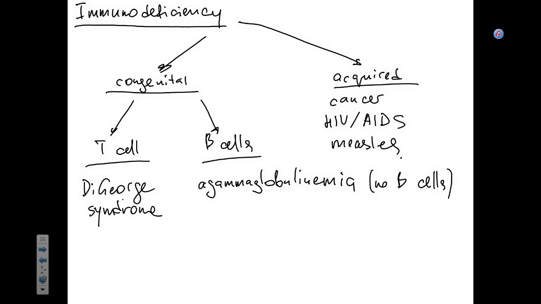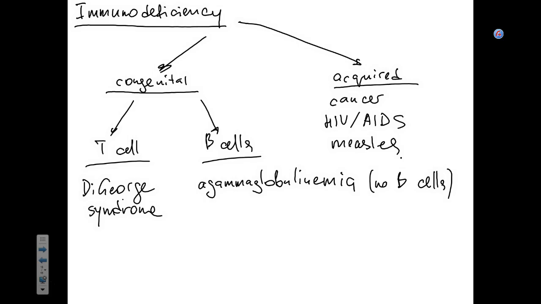What do you think? What's going to be the worst condition? DiGeorge or agammaglobulinemia? DiGeorge. You don't have killers and don't have helpers. So B cells don't develop properly. Your macrophages are largely non-existent. Does that make sense?